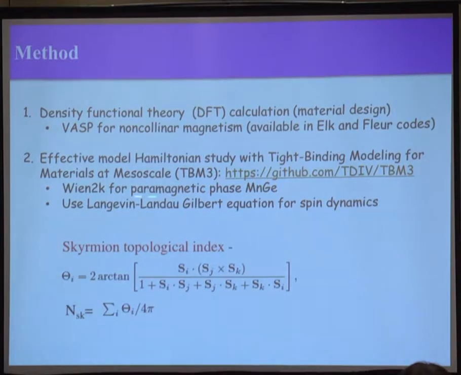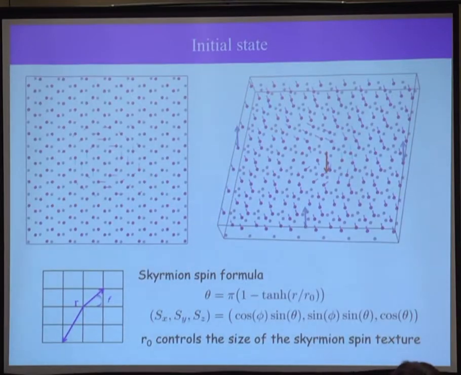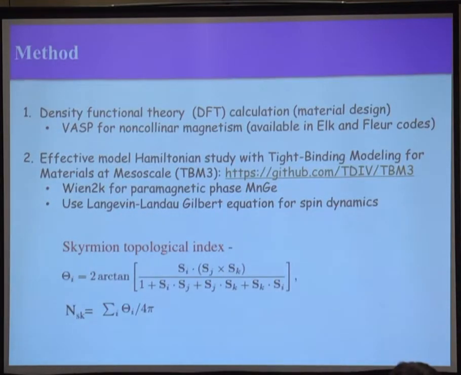So for that, we first start to do the first-principles calculation based on the B20, which is the full potential code for the paramagnetic phase, and based on that we constructed the effective modeling to simulate the spin dynamics based on the Landau-Lifshitz equation. And we also found the results. We checked the skyrmion topological index based on this formula.